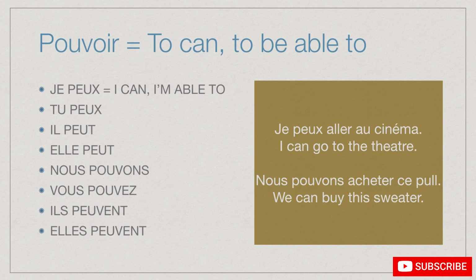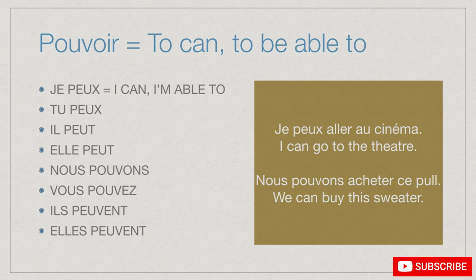Nous pouvons acheter ce poulet. So you'll notice that pouvoir is always followed by an infinitive. So, je peux aller, I can go. So just remember to always add the infinitive after. Otherwise, you're just saying I can to the cinema.